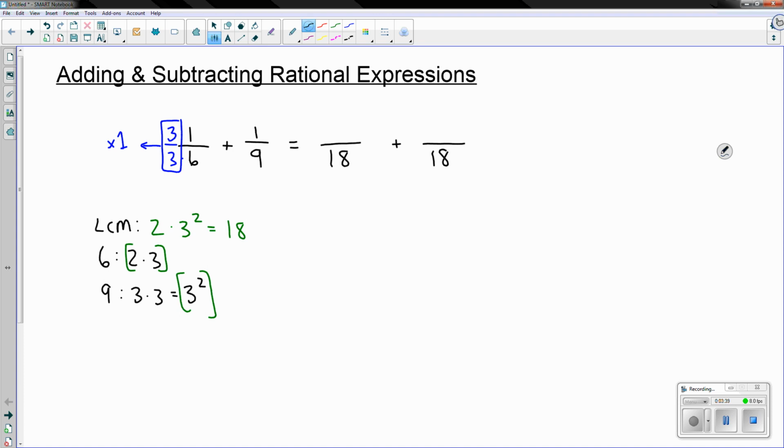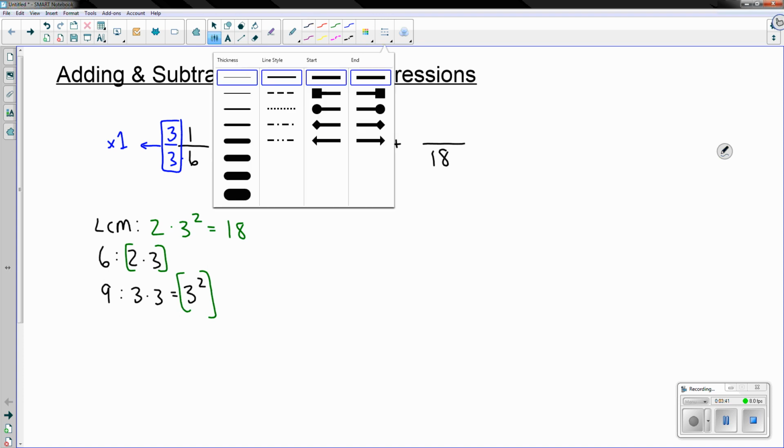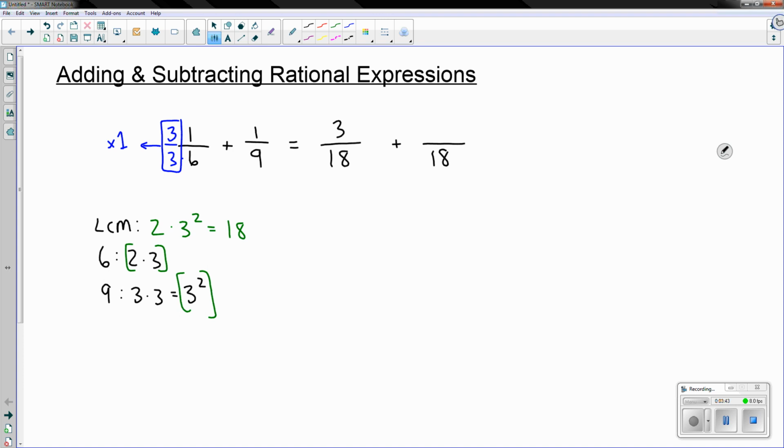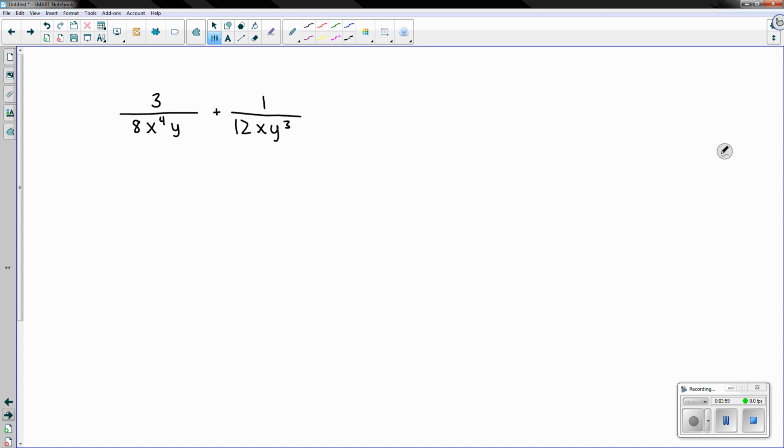Adjusting the numerator, we'll go from 1 to 3, and we know 1/6 and 3/18 are equivalent. How do you get from 9 to 18? You multiply by 2, so the top must be multiplied by 2. So in total, how many 18ths do we have? 5 over 18. Now that may have seemed overly simplified to begin this video, but as you will see, when things get more complicated, it's a good process to know.